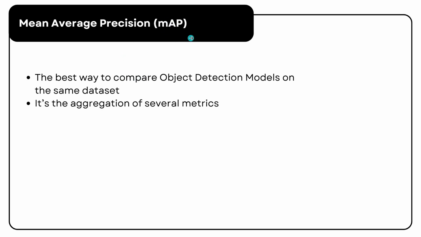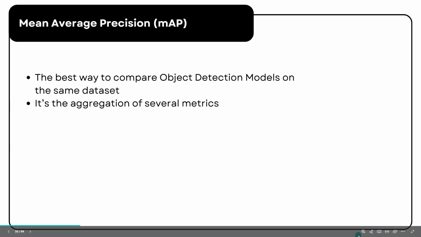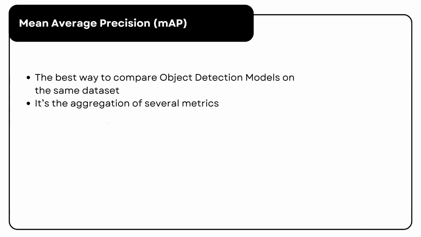mAP is widely considered as the gold standard for comparing object detection models on the same dataset. Why? Because it combines multiple aspects of performance, like, let me write this one. It is an aggregation of several metrics here, which are precision and recall.